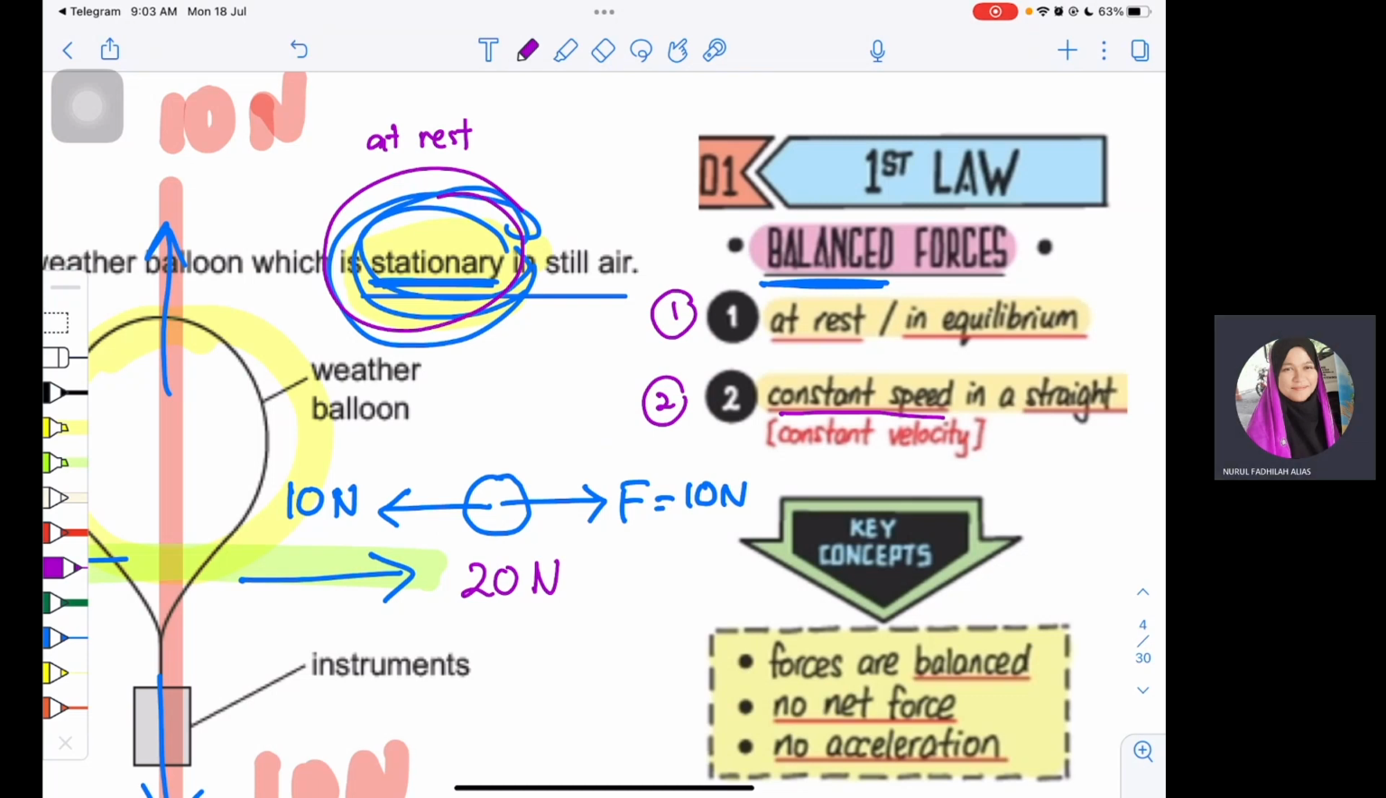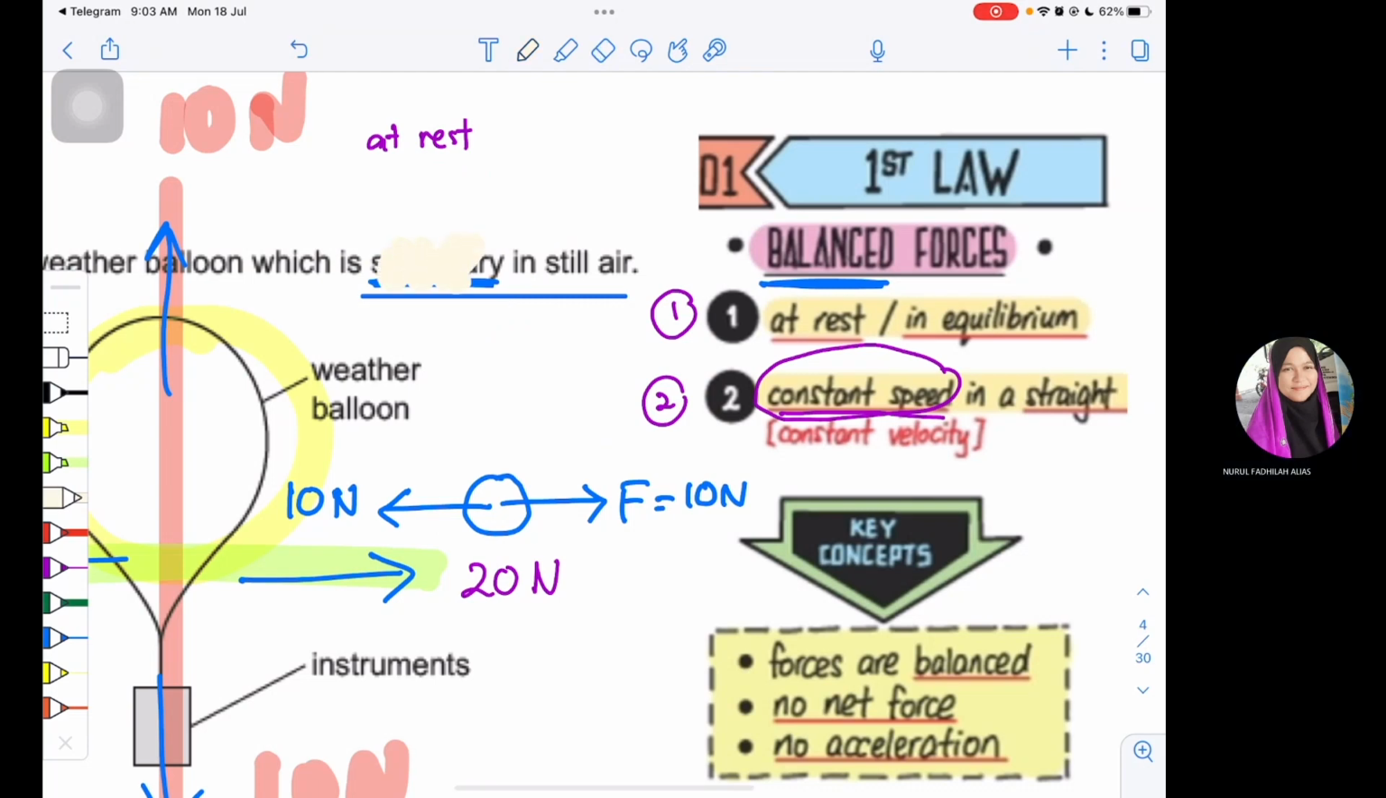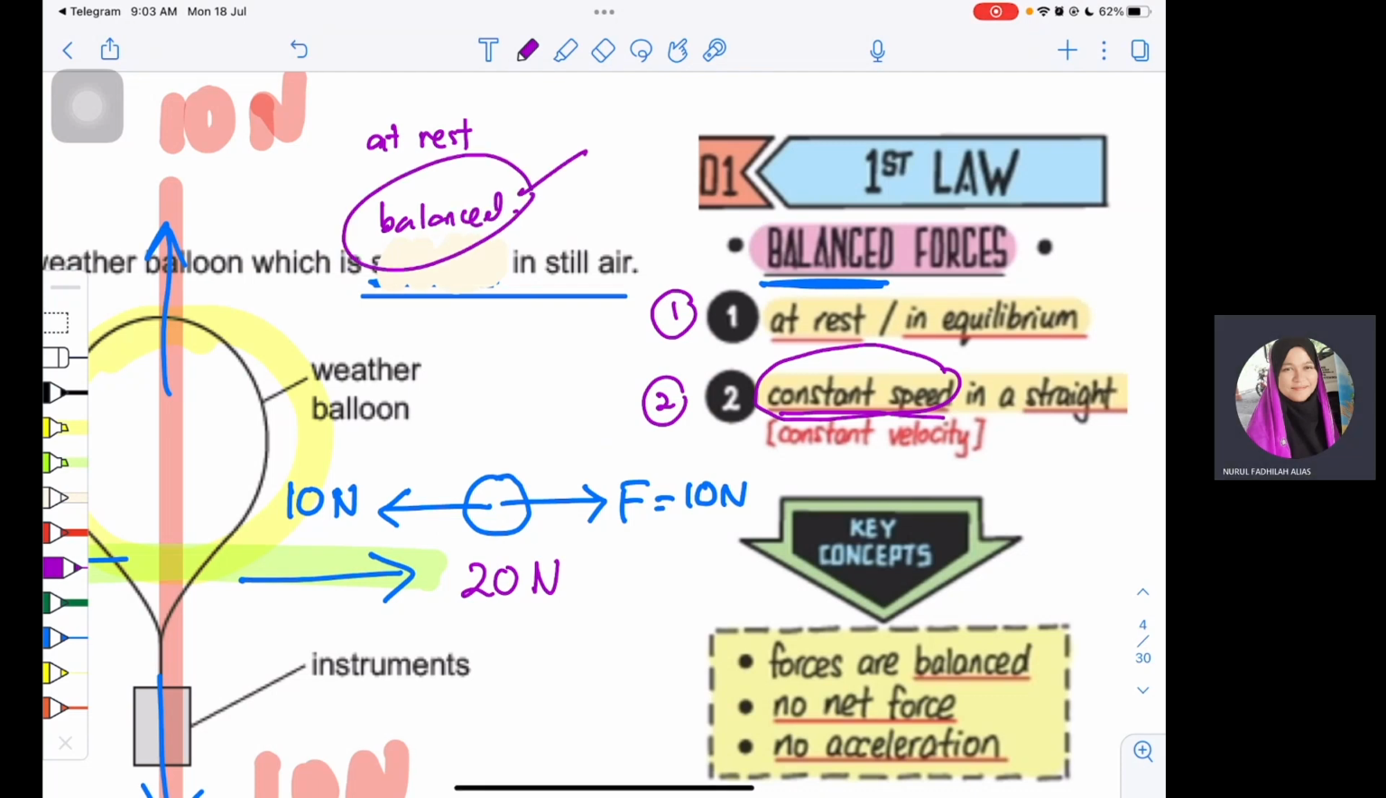Satu, dia mesti tak bergerak. Tapi cikgu, the object is moving, macam mana dia boleh balance? Oh, maksudnya dia ada bergerak tapi the movement is with constant speed. Jadi awak kena tengoklah soalan tu. Kalau soalan kat sini dia tak tulis stationary, instead dia kata apa? Balance kan? Kalau kat sini dia kata forces are balance. Jadi kat sini tak semestinya dia tak bergerak. Sama ada dia tak bergerak ataupun dia moving with constant V.